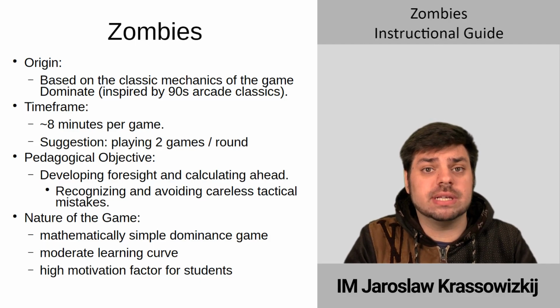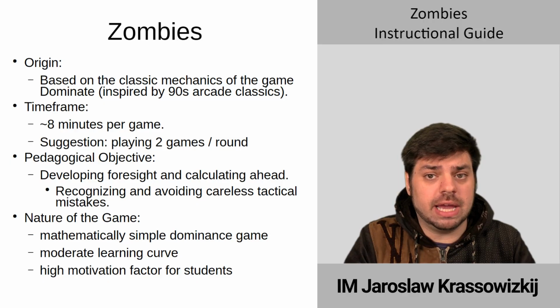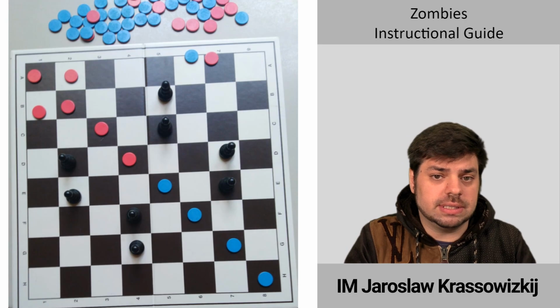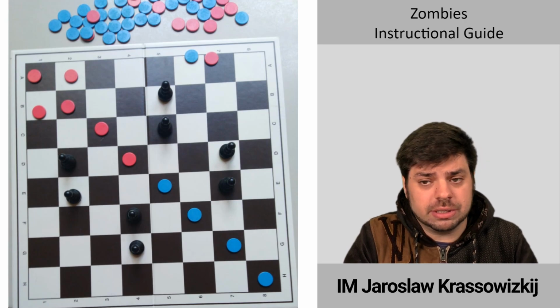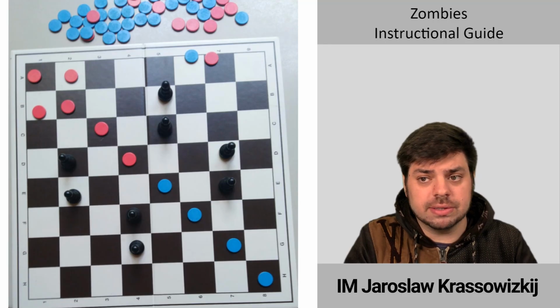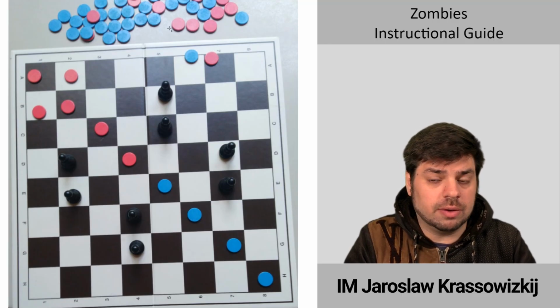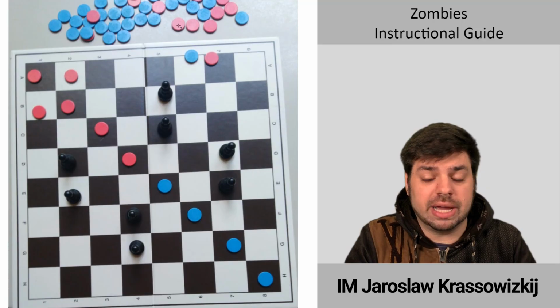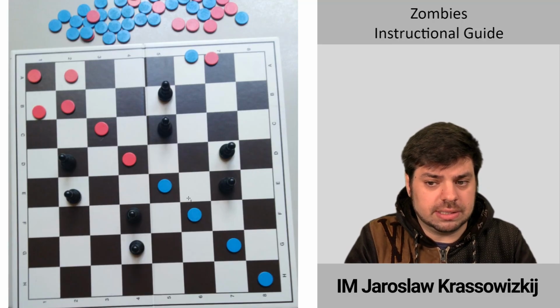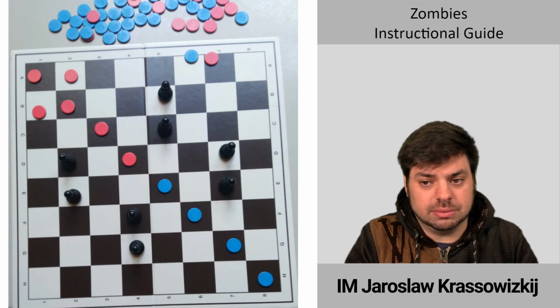The time frame is about 8 minutes per game, and I suggest you play 2 games per round, so each of the opponents can start once. This is, for example, a position, how it looks like in my courses. So we have our counters that we can flip from red to blue. As you can see, it's pretty easy for the game to be done.